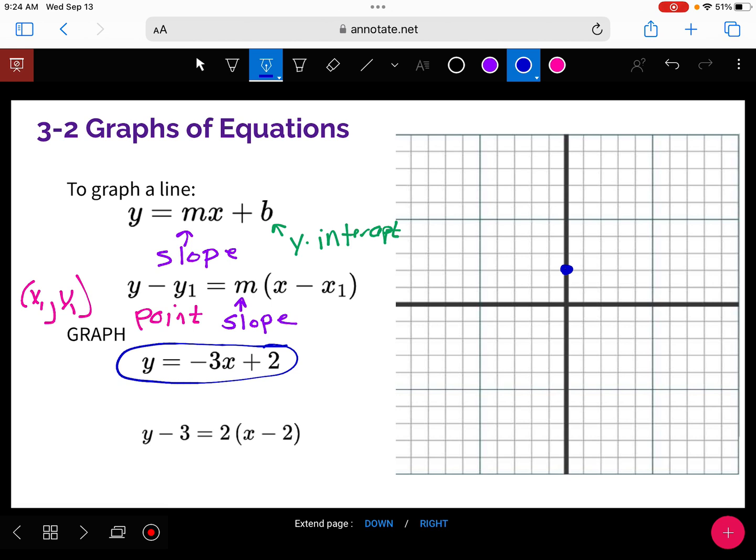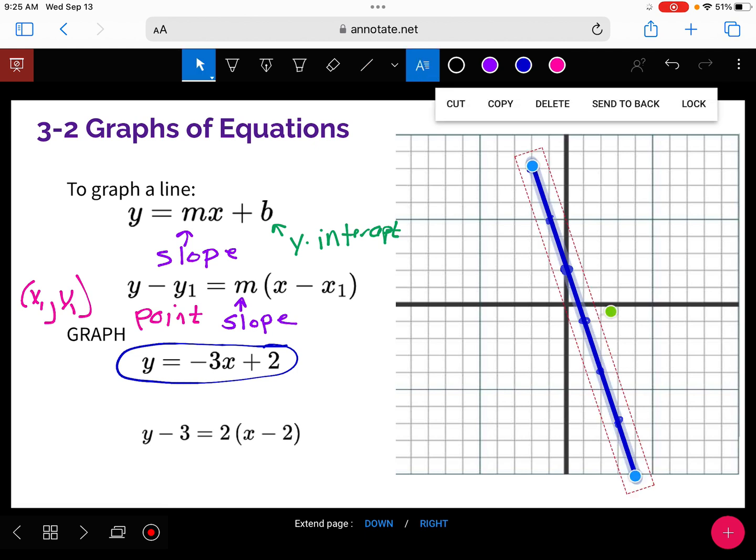Down and to the right. Down 3, right 1. Down 3, right 1. Or you could go up 3, left 1. As long as you only change one direction, we still wind up with a negative slope. It should look like it's going downhill. The more points you have, the easier it is to connect them up.